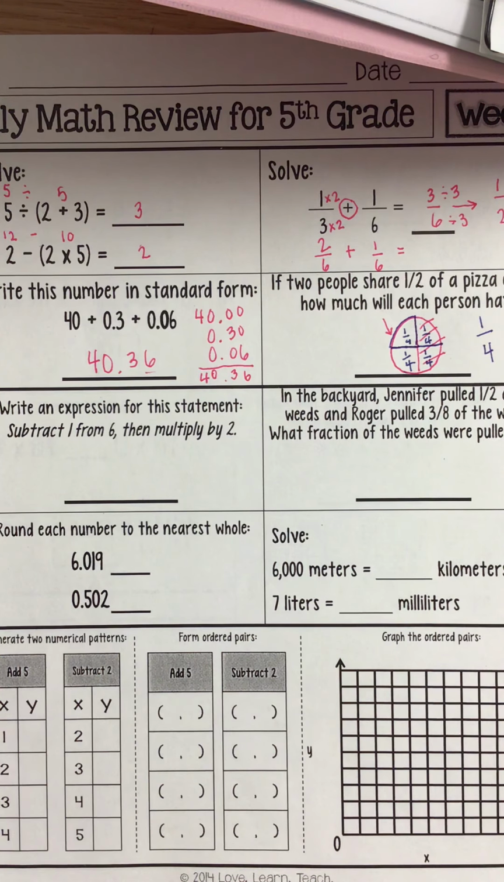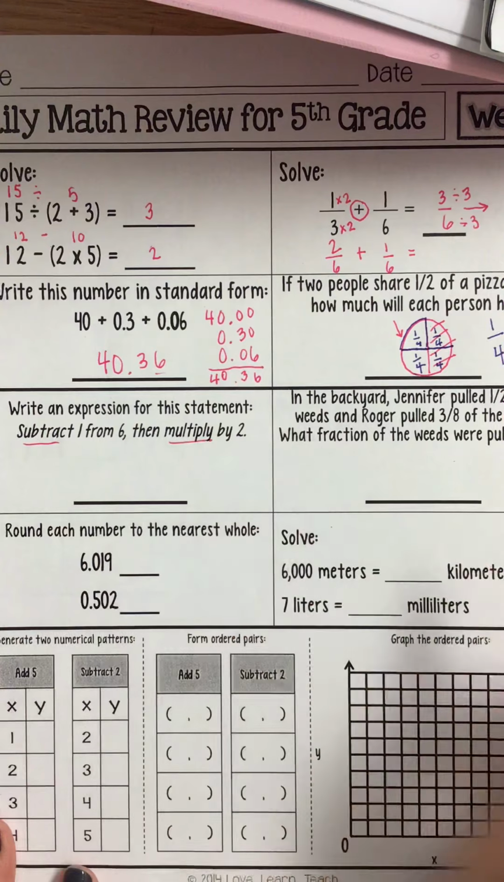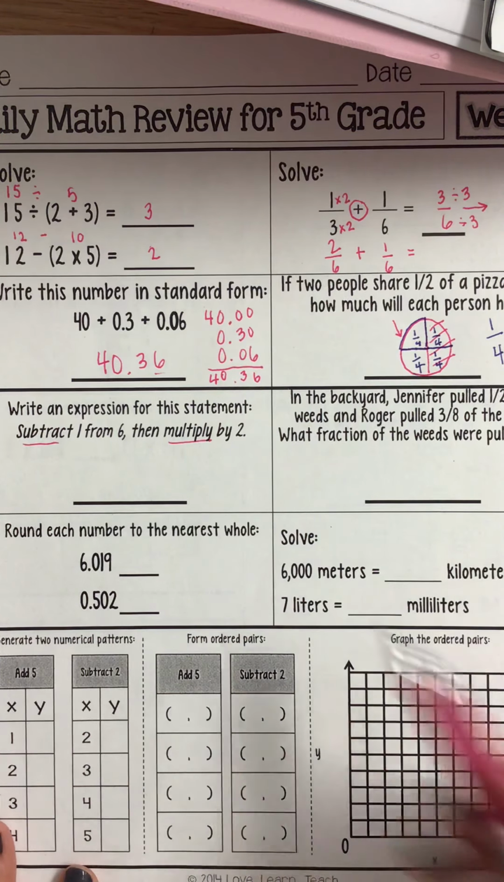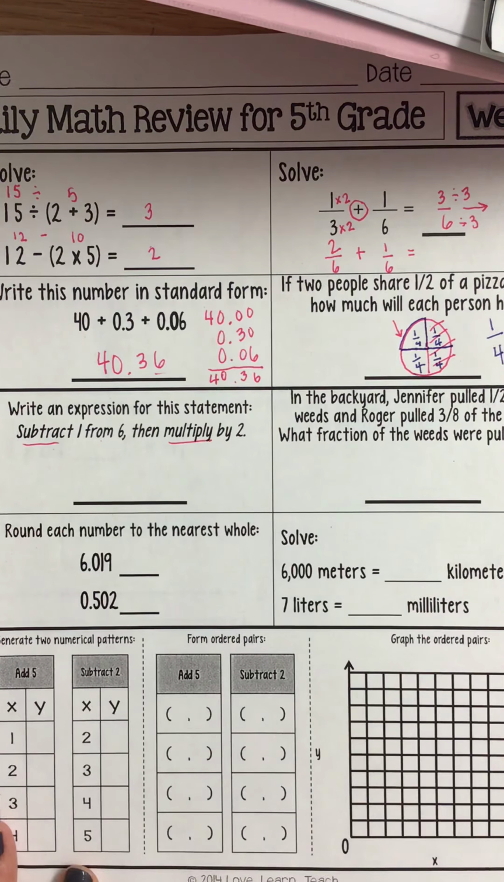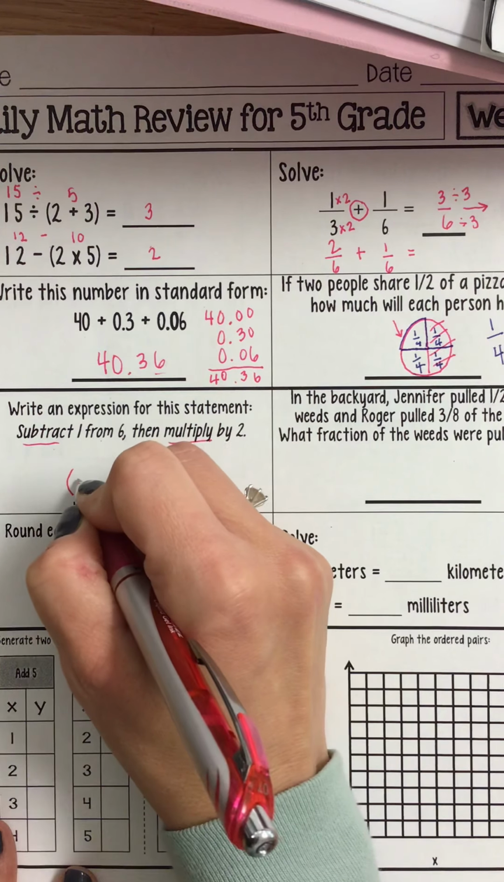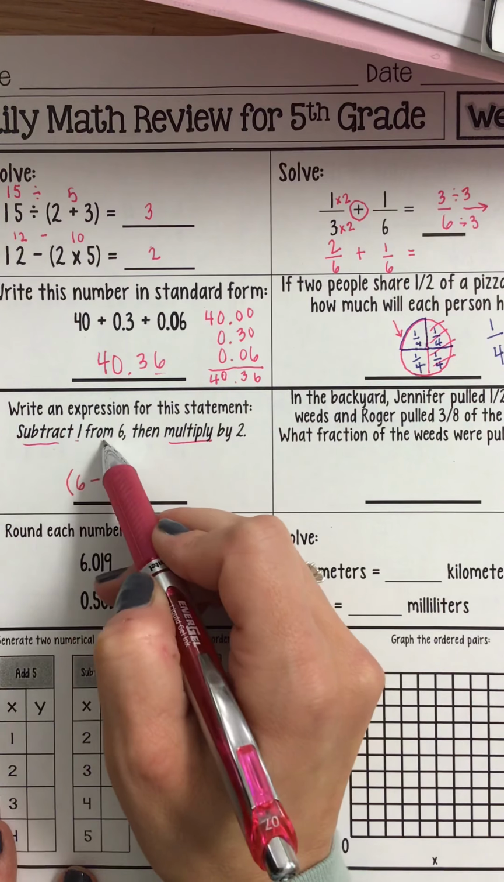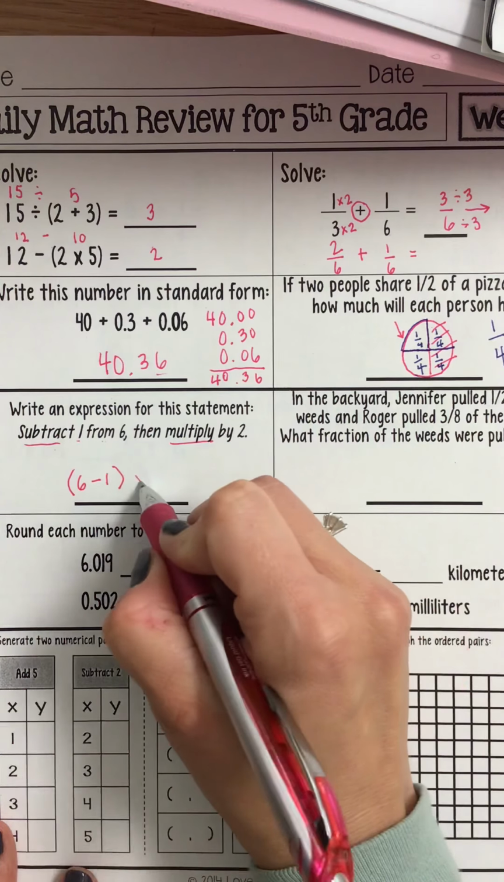It says to write an expression for this statement: subtract 1 from 6, then multiply by 2. To subtract before we multiply, according to our order of operations, we would have to put this in parentheses. If I'm subtracting from 6, then my 6 has to come first. It's kind of like a play on words. So I would have 6 minus 1 because I'm taking 1 away from 6, so I'm putting my 6 first. Then I'm multiplying by 2.